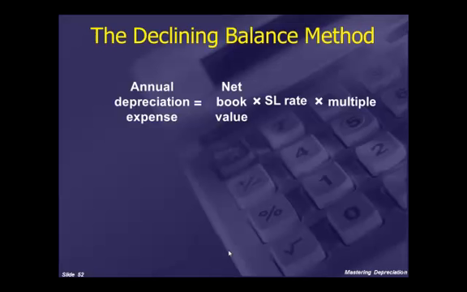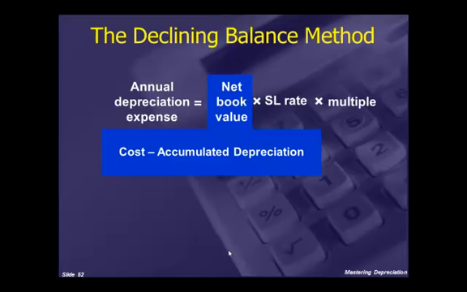in the later years. The declining balance method, to come up with the annual depreciation expense, we need to take the net book value, multiply it times the straight line rate, times the multiple, and the multiple means what are we dealing with? In this case, we're going to be dealing with double declining balance, so the multiple will be times 2. There's also the 1.5 times declining balance rate, and that would be 1.5 for the multiple. The net book value is cost less its accumulated depreciation.